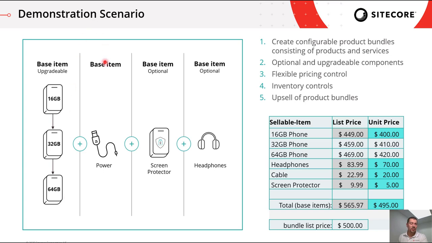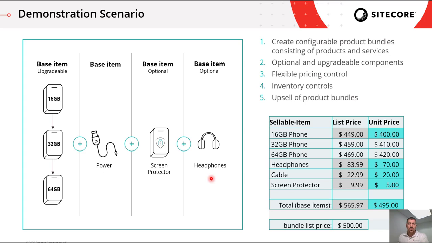The second base item, or the second slot if you like, is going to be the power cord. It's going to be mandatory to be purchased within the bundle. The third and fourth base items are going to be marked as optional, so the shopper can either choose to have them included or not, those being the screen protector and the headphones.